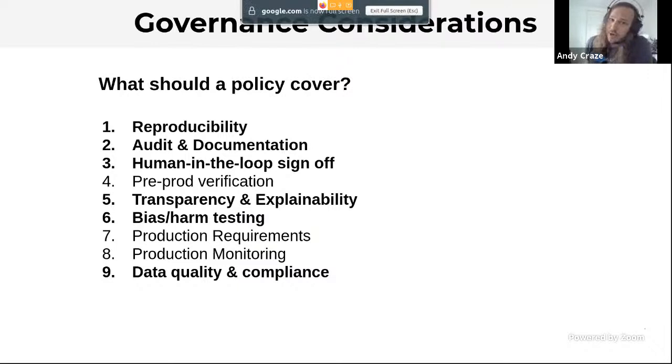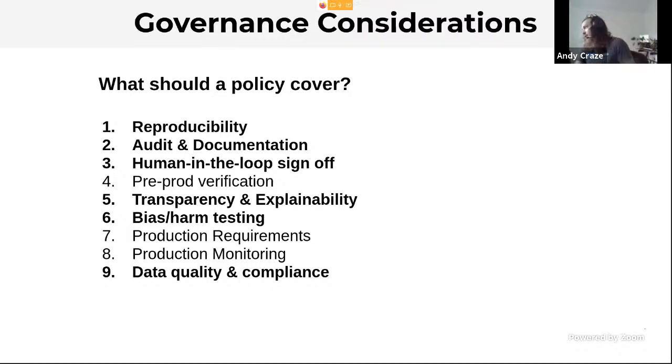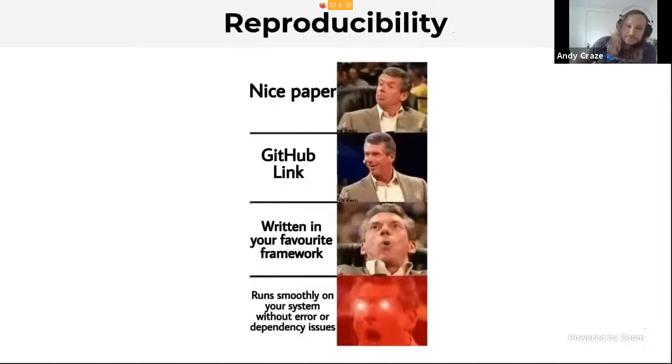So yeah, let's talk about our governance considerations. So I guess, what should a policy cover? In a lot of the literature and in the ethical and human-centered AI research and in ORS, a lot of this stuff keeps coming up. So I bolded some of the more high-level topics. For today, in the interest of time, we'll skip the more technical stuff. But let's talk about some of these real quick.